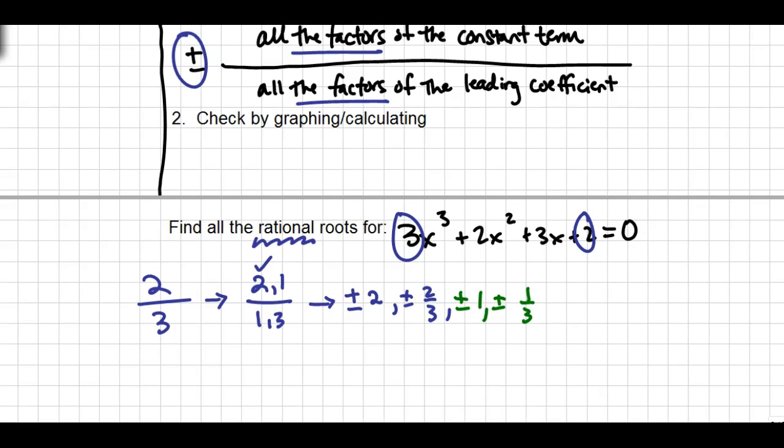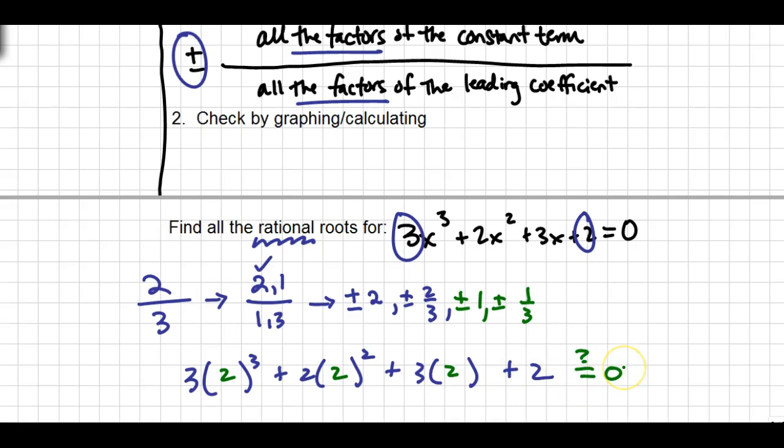So what we would need to do next is figure out which of these possibilities actually generate a 0 in the polynomial. So we would have to take the original polynomial, which I'm just going to recopy right now real quickly. And wherever there's a variable, I'd have to plug in one of those values. For example, the number 2. So I would take 3 times 2 to the third plus 2 times 2 squared plus 3 times 2 plus 2, and I'd see if I get a 0. And if I do, then I know that that 2 is one of the zeros.